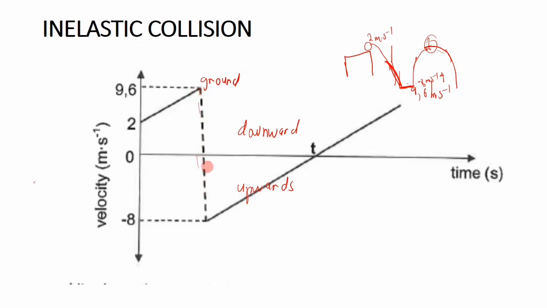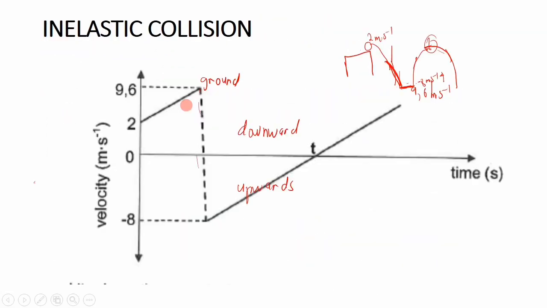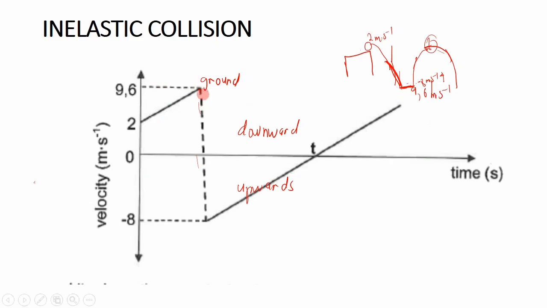So to indicate that there is now contact time with the ground, it's no longer as straight as the ones for elastic collisions. So you can actually see the difference here between the two. With these ones, you can see that this is a straight line, but here you can see that this is not a perfect straight line. This is a bit slanted, so it's not going vertically, it's more like diagonal, right? So they're both straight lines, but that one is vertical, but this one is a little bit diagonal, right?